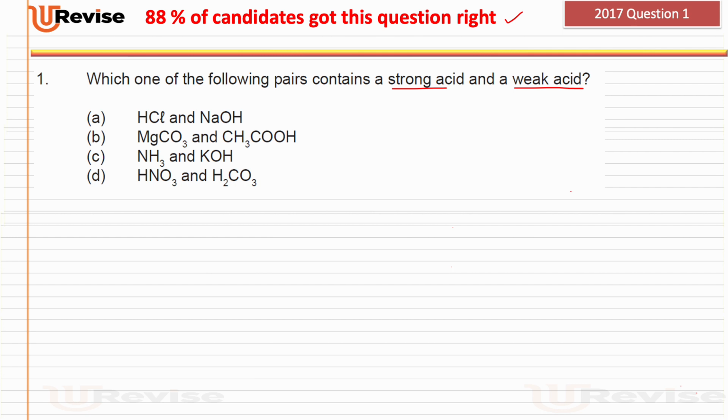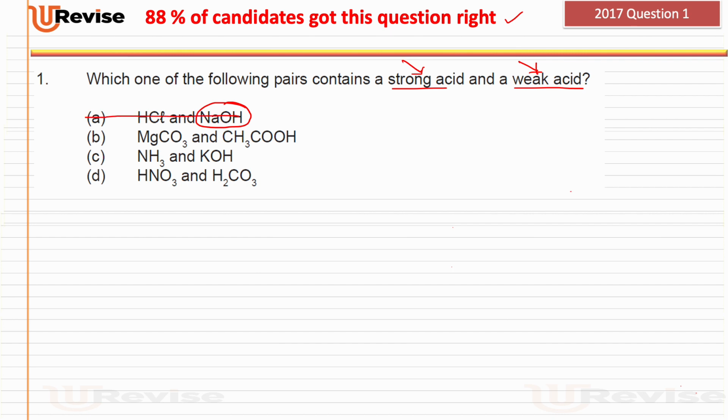So let's take a look at the first answer. We've got hydrochloric acid and sodium hydroxide. In this question, hydrochloric acid is indeed a strong acid, but sodium hydroxide is not an acid at all. It is a strong base. So this answer has a strong acid, but it does not have a weak acid. That's why this is wrong.